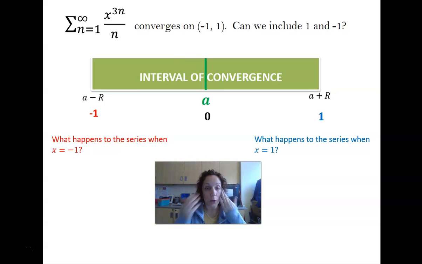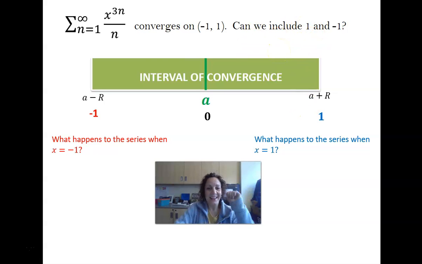So in the last video, we talked about the series x to the 3n over n, and we started with knowing that it converges from -1 to 1, tested the endpoints. What we're going to do now is kind of add the layer of finding this -1 to 1 interval.